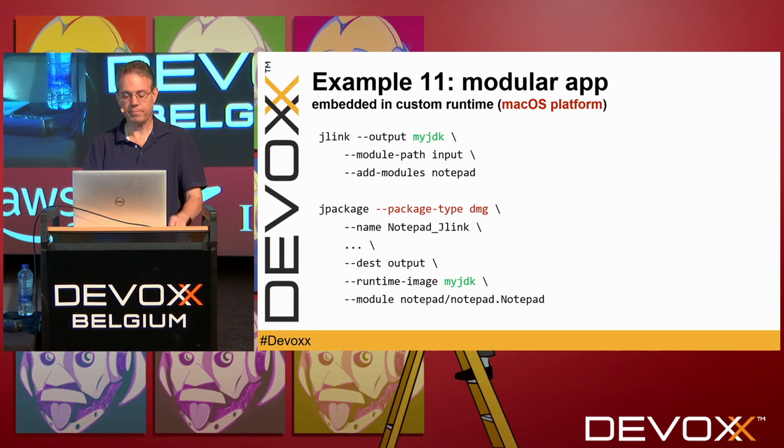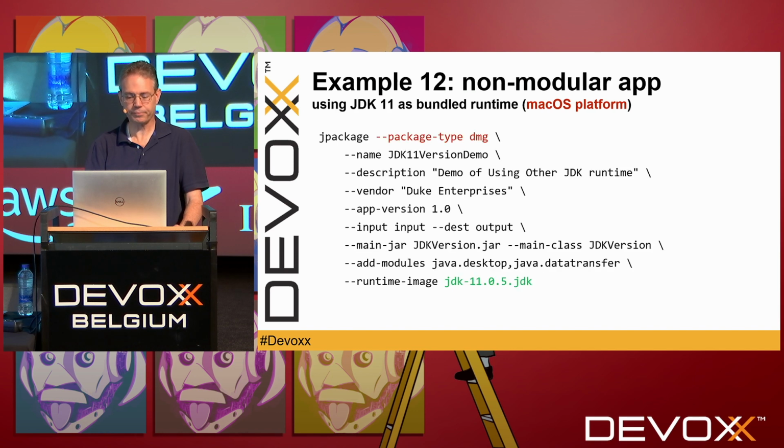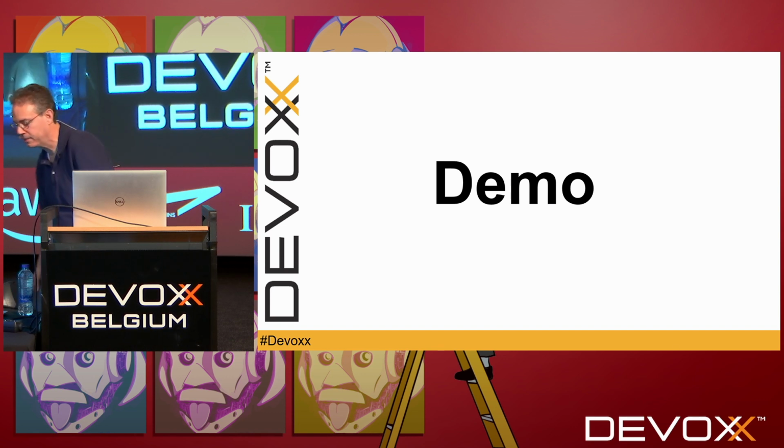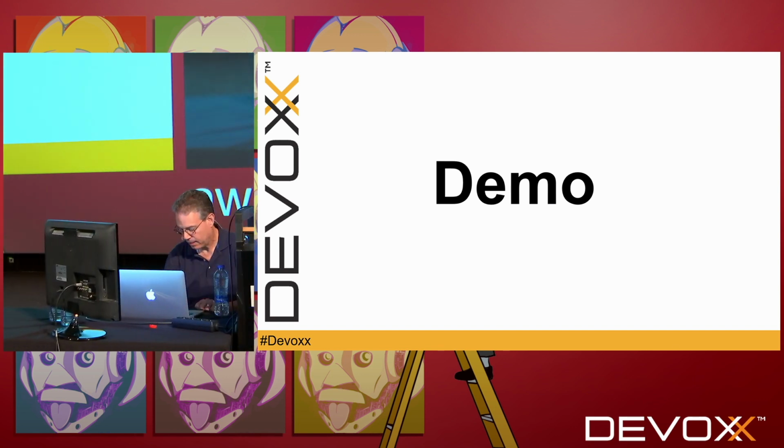And then this is the same example, only done with a custom runtime. And then we have the same JDK 11 application, only run as a DMG. And so now I'll show you just a couple of demos on this, and then we'll get back to the slides.